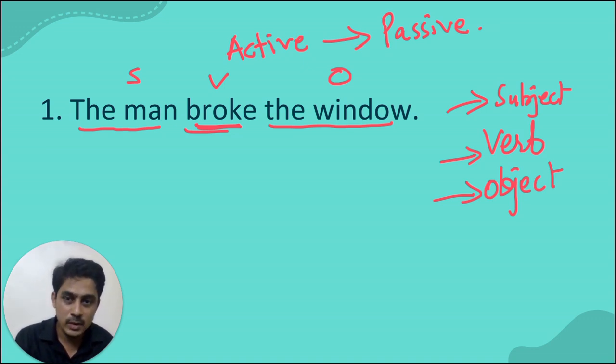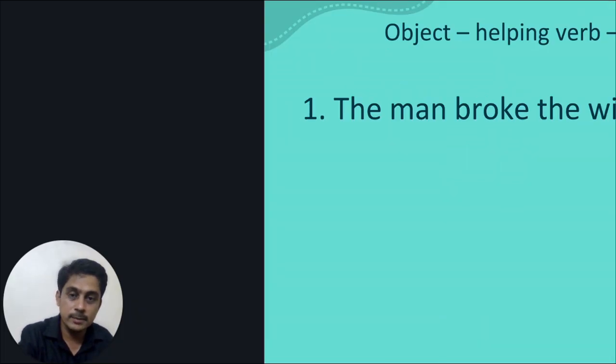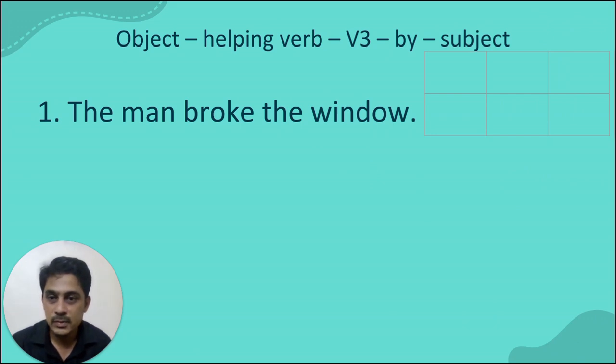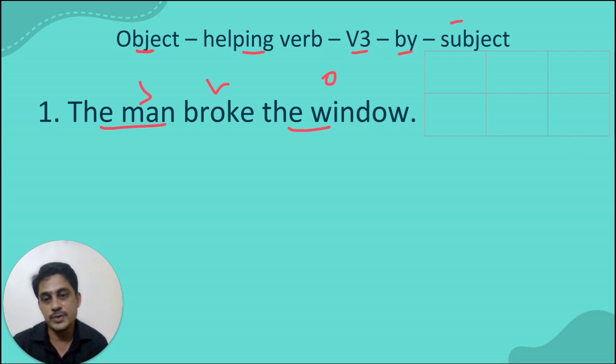What is the next step? The next step is to convert this sentence into passive voice. That is changing the word order of the sentence. How to change the word order? Let us see. It is written here. We will first write object, then helping verb, then third form of the verb, then by, and at last we will write the subject. Broke is verb, the man is subject, the window is object. So let's start the sentence with object. What is the object? The window.